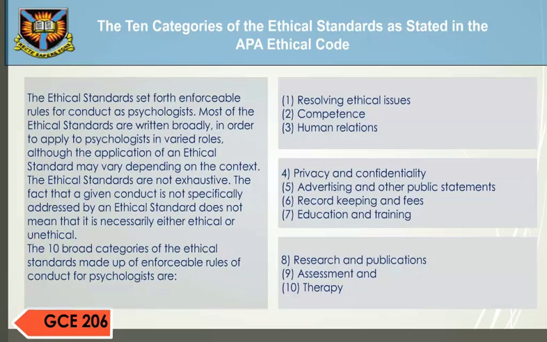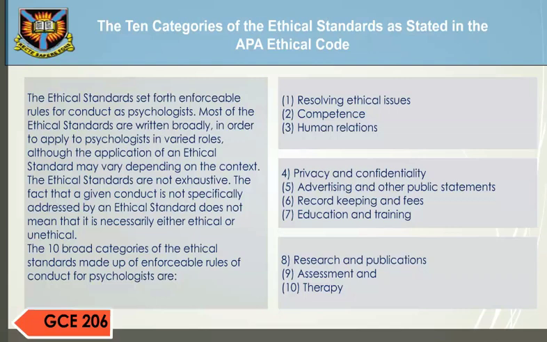The 10 categories of the ethical standards are stated in the APA Ethical Code. The ethical standards set forth enforceable rules for conduct as psychologists. Most of the ethical standards are written broadly in order to apply to psychologists in varied roles, although the application of an ethical standard may vary depending on the context. The ethical standards are not exhaustive. The fact that a given conduct is not specifically addressed by an ethical standard does not mean that it is necessarily either ethical or unethical.